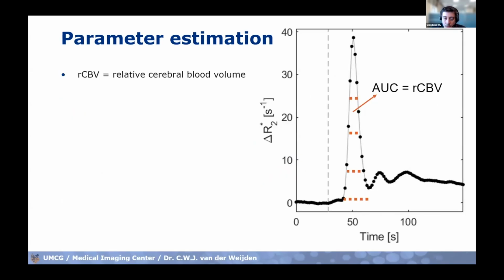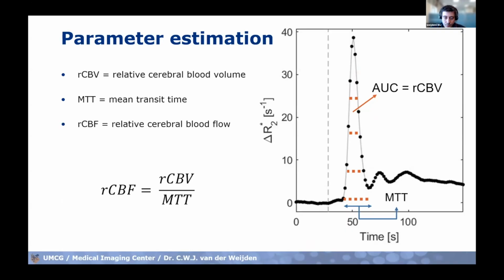The surface of the peak, also known as the area under the curve, is called the cerebral blood volume. The time difference between the start and the end of the peak is called the mean transit time, which is the time the contrast takes to travel through the brain. And the relative blood flow is the blood volume divided by the mean transit time. These parameters can give important insights into the state of the vascularization, and this is especially relevant for diseases in which vascularization is altered, like stroke or neuro-oncology.